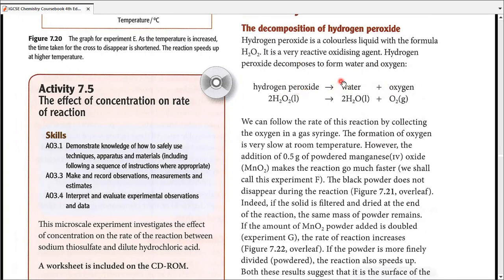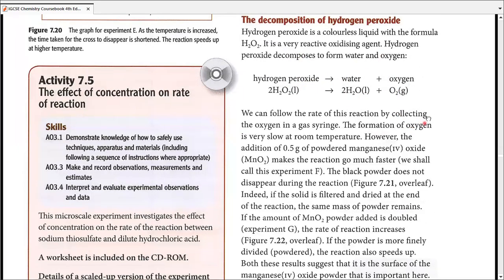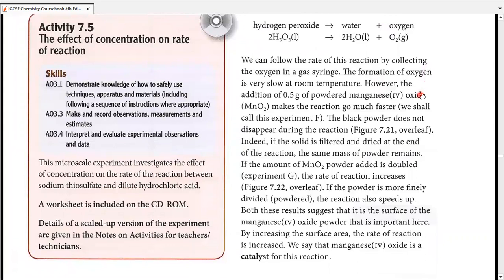So hydrogen peroxide decomposes to form water and oxygen as per the given reaction. We can perform this reaction in the lab. Now, the formation of oxygen is very slow at room temperature. We understand we're talking about a catalyst, and a catalyst can speed up the reaction.